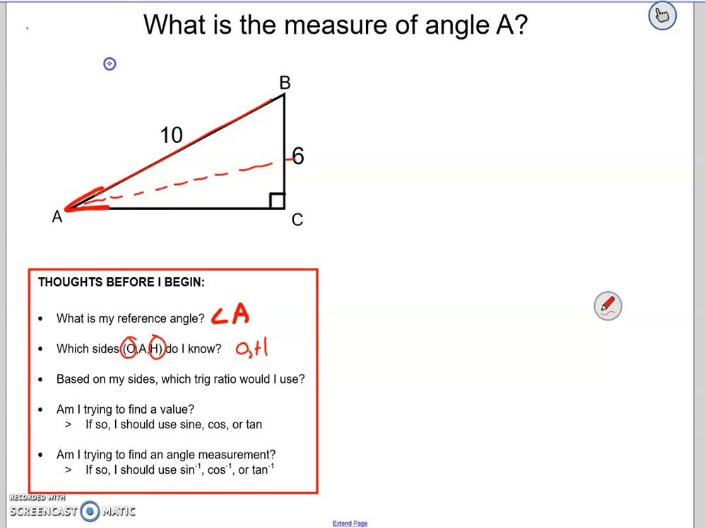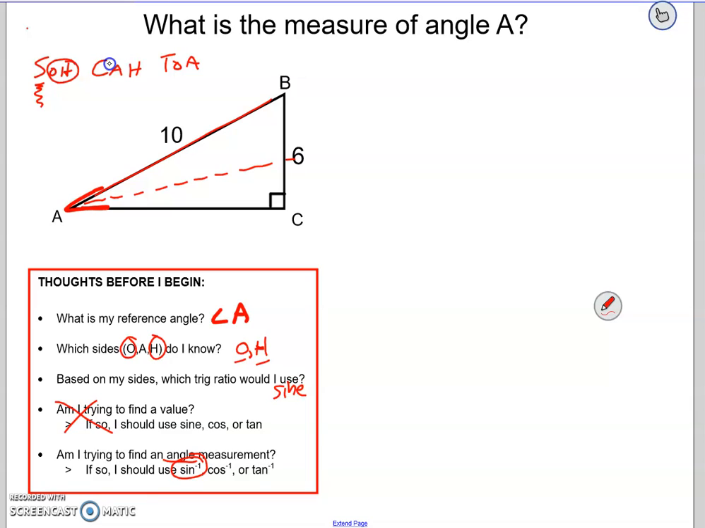Based on those sides, which trig ratio would I use? Thinking back to SOH CAH TOA, if I've got the opposite and the hypotenuse, I'm going to use the trig ratio of sine. In this case, we're going to use the inverse of sine. You'll see that in a second, but it's based off of sine. Am I going to try to find a value? No, I'm not, so I'm not going to use sine, cosine, or tangent. Eventually, I'm going to try to find that angle measurement of A that I'm missing. So I'm going to use the arc sine, or if you want to call it inverse sine, that's fine.